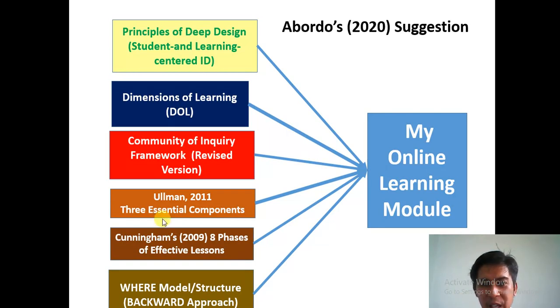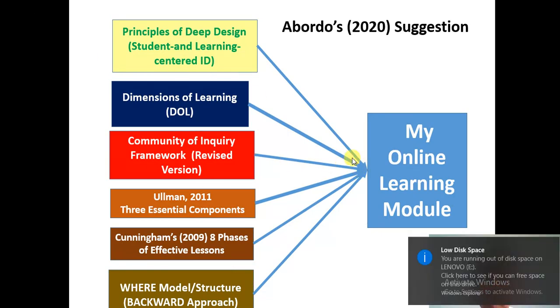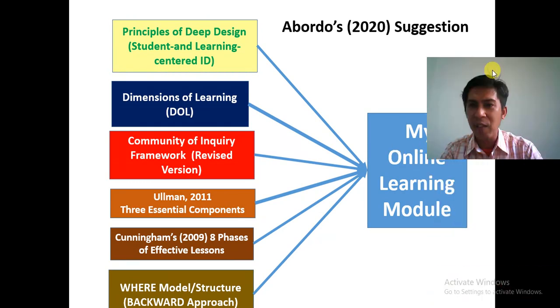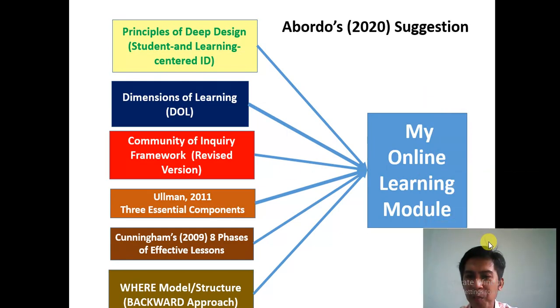The three essential elements of a lesson by Ullman. We'll take a look at Cunningham's phases of effective lessons. We will review the WHERE model, structure, and this is the understanding by design. I have integrated the principles, all of these I have used in my designing of an online module. So you will be expecting that the principles will be applied here.